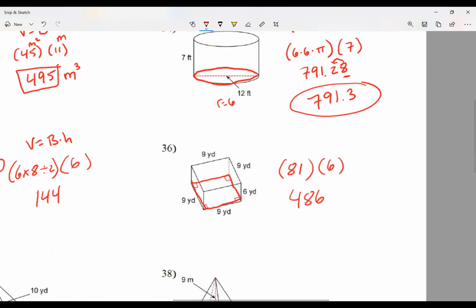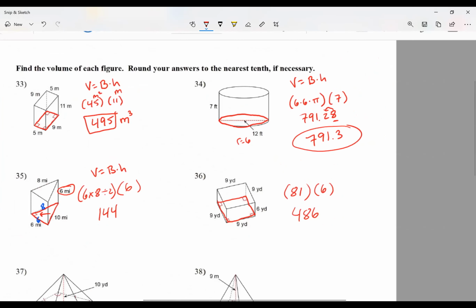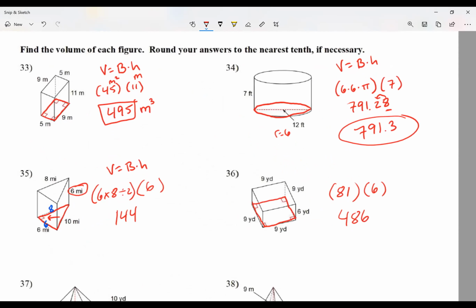So when I have a prism or a cylinder, those are the first 4 questions. Prisms or cylinders, area of the base times the height. And I call it a prism or cylinder when the base is twice, one on the bottom, one on top. Like a bedroom, like your rooms. You have a ceiling and you have a floor. So you have 2 bases.